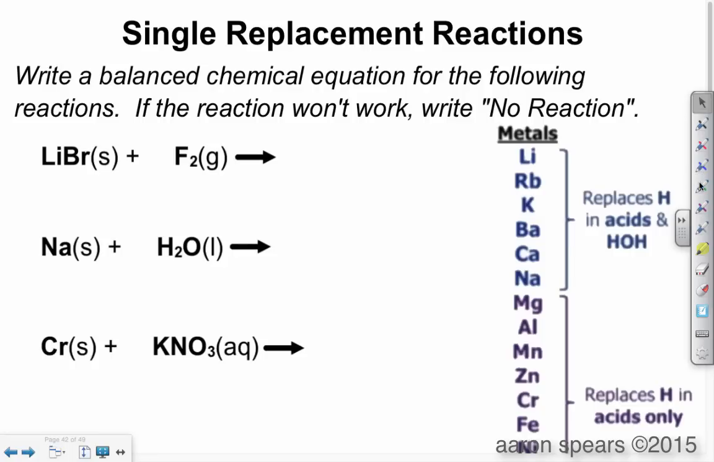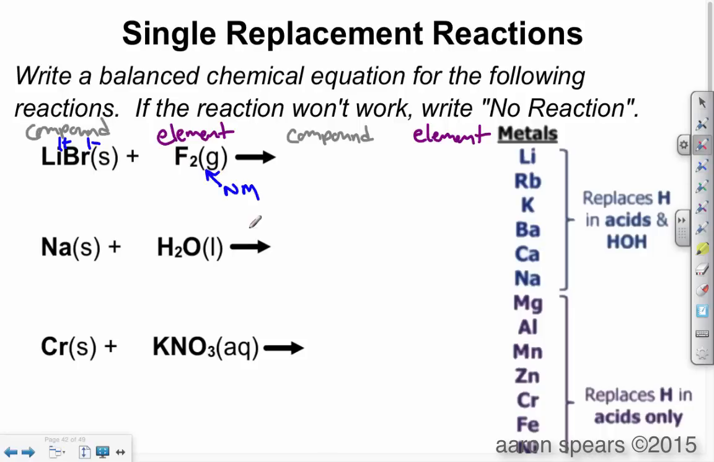Now I want to show you how to write balanced chemical equations for single replacement reactions. If the reactions don't work according to the activity series, we're going to write no reaction. First off, I want to draw the attention to the student that in single replacement reactions, we are always reacting an element with a compound, and we expect to get an element and a compound as products. So looking at lithium bromide and examining its charges, we see that lithium has a 1 positive charge and bromide has a 1 negative charge according to the periodic table.